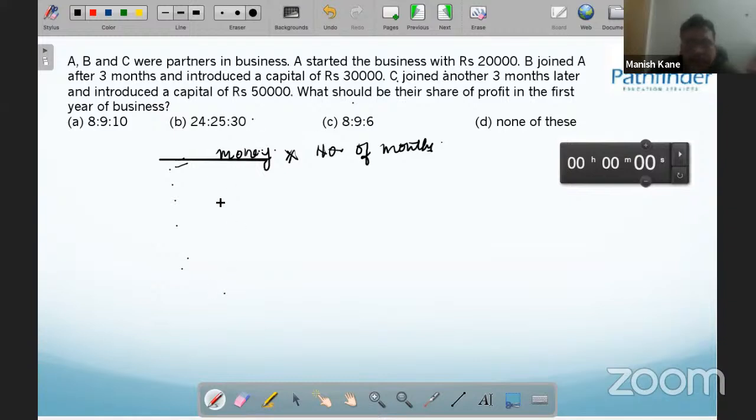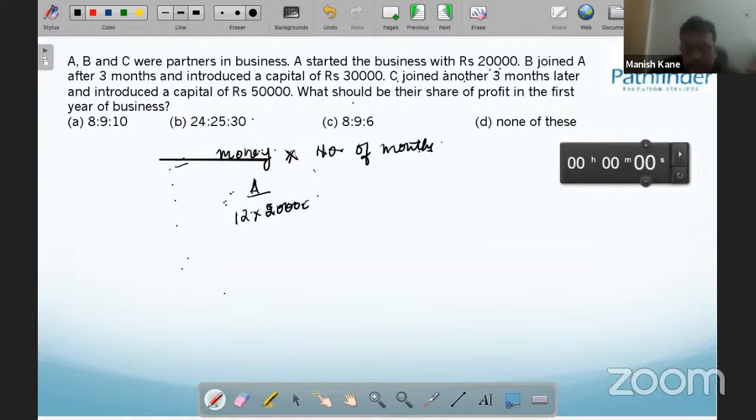So for example, A joined initially, so A is there for the full year. So we can say that A was there for 12 months. He started with 20,000. So his equivalent capital will be 12 multiplied by 20,000.